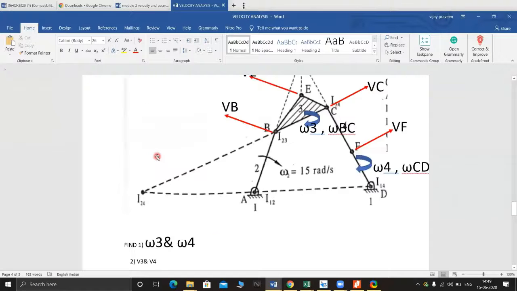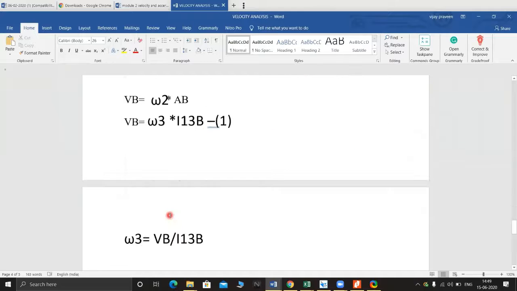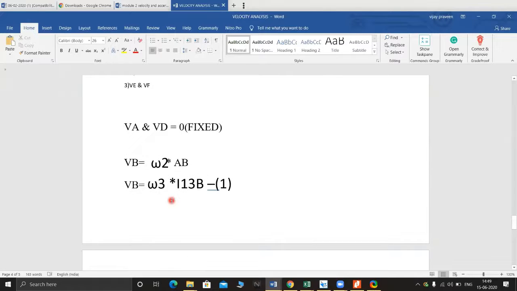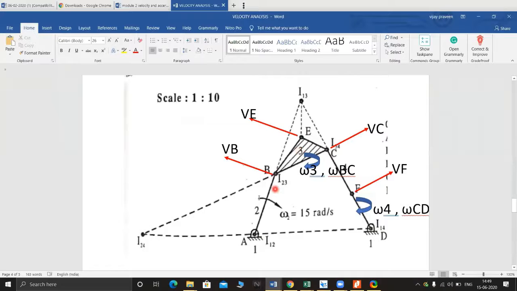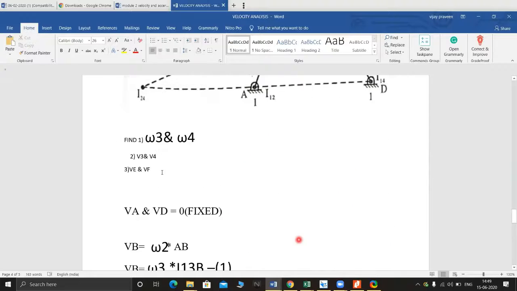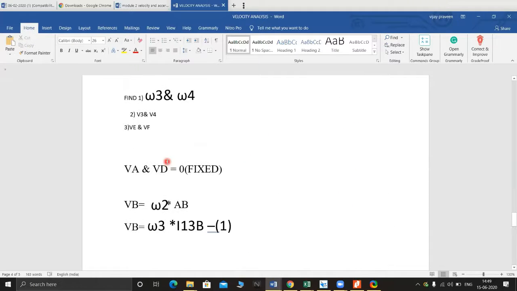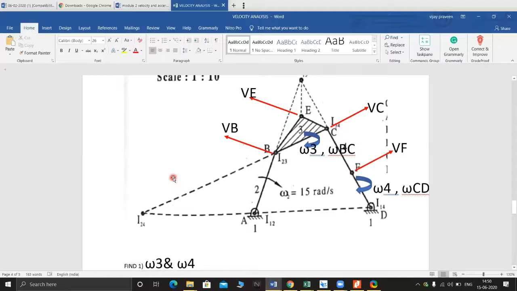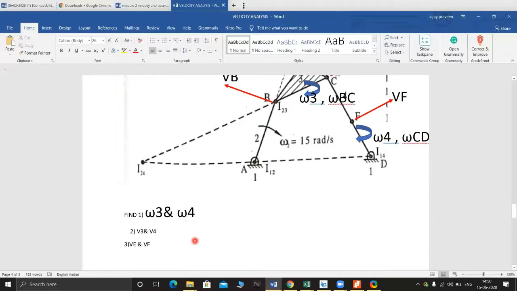Now that is the first question. The second question is V3 and V4, the linear velocity of link number 3 and the linear velocity of link number 4. We need to find them. Let's take the first question, omega 3 and omega 4, one by one, then we'll take the next one.